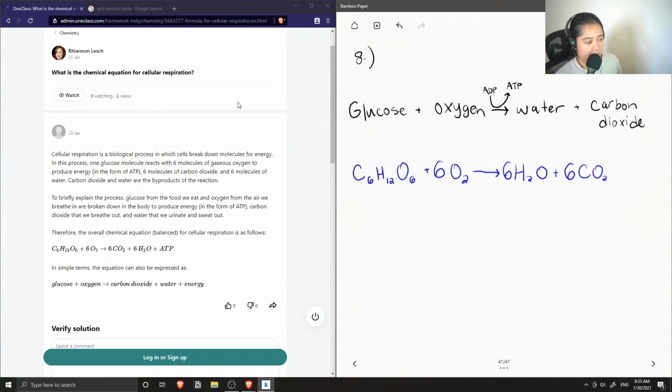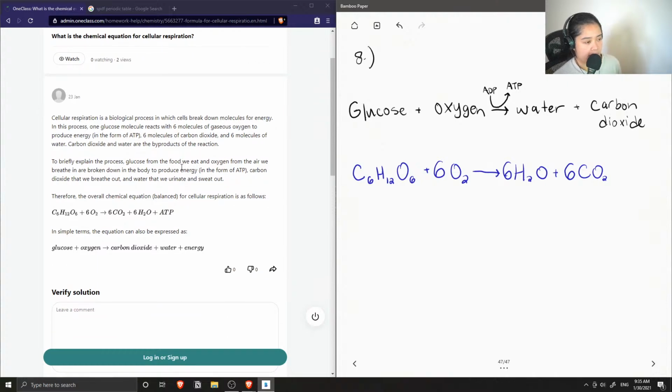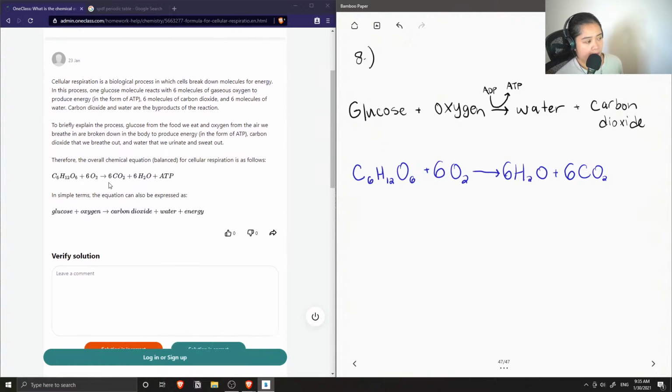So to briefly explain the process, glucose from the food we eat and oxygen from the air we breathe in are broken down in the body to produce energy. Carbon dioxide we breathe out, and water we urinate or sweat out. So therefore, the overall chemical equation balanced for cellular respiration is as follows.